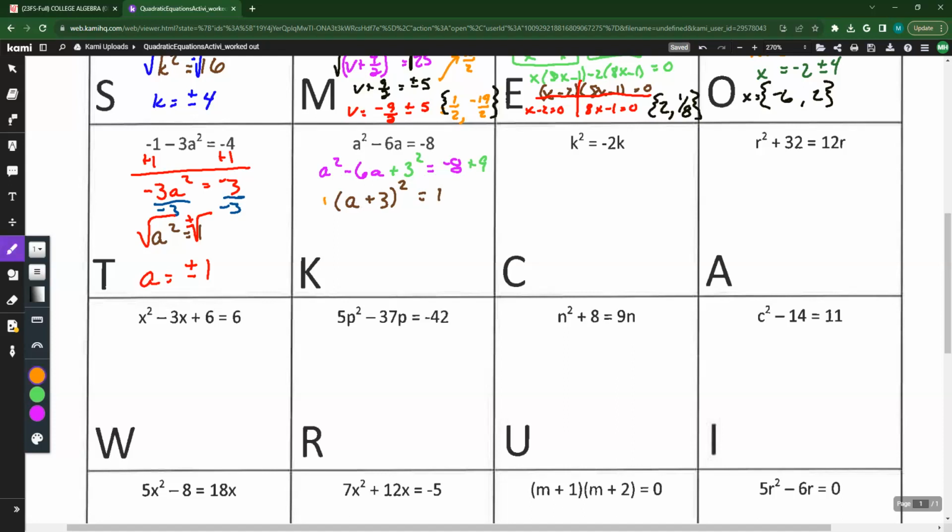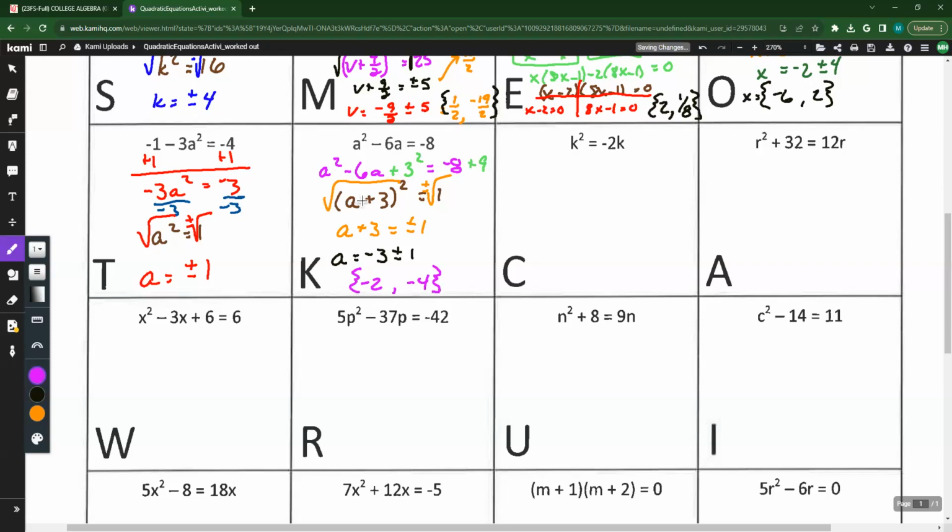So this is all set up for what we want. We can square root both sides because I have only something squared by itself. Can use that square root property. So I have a plus 3 equals plus or minus 1. Still have to finish this. So I have a equals negative 3 plus or minus 1. Negative 3 plus 1 is negative 2, and negative 3 minus 1 is negative 4.